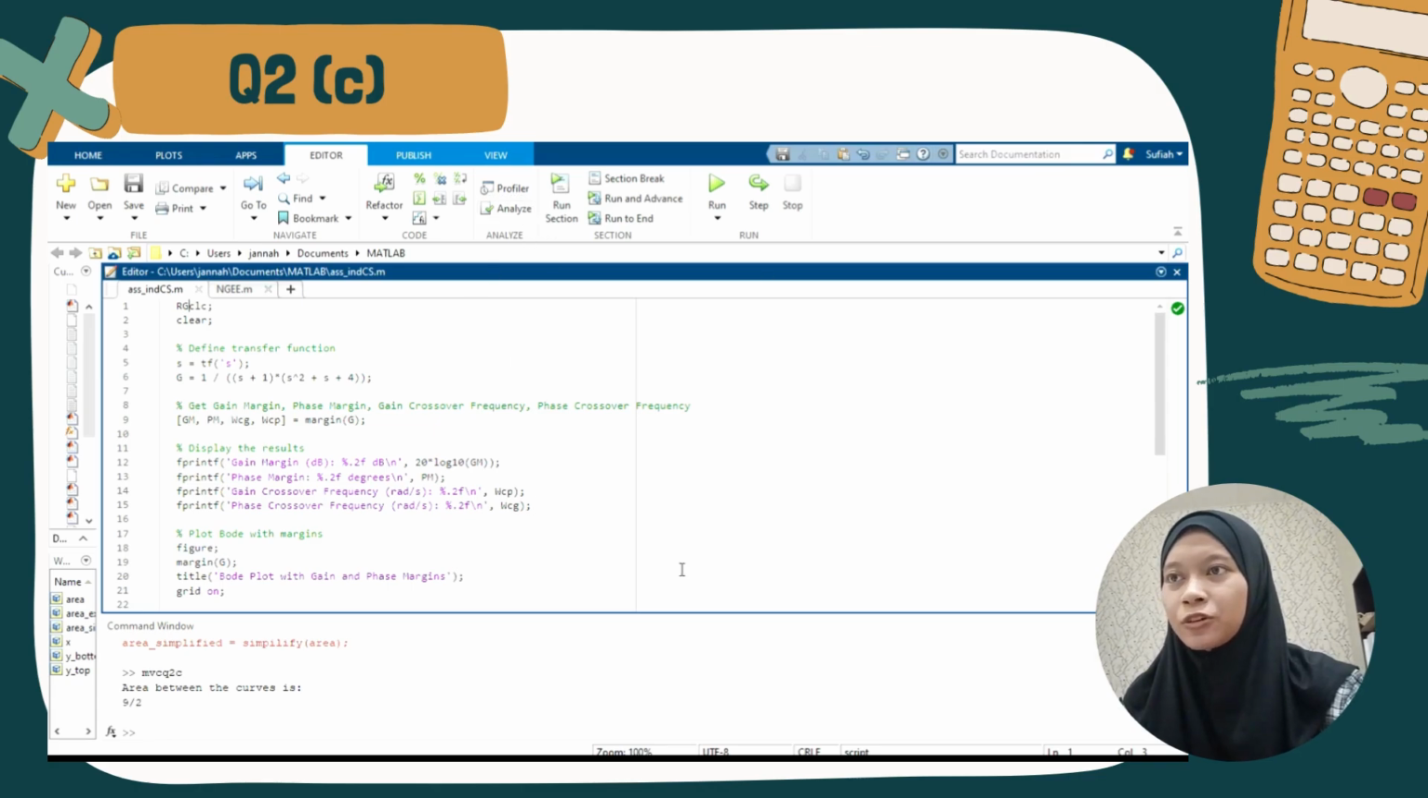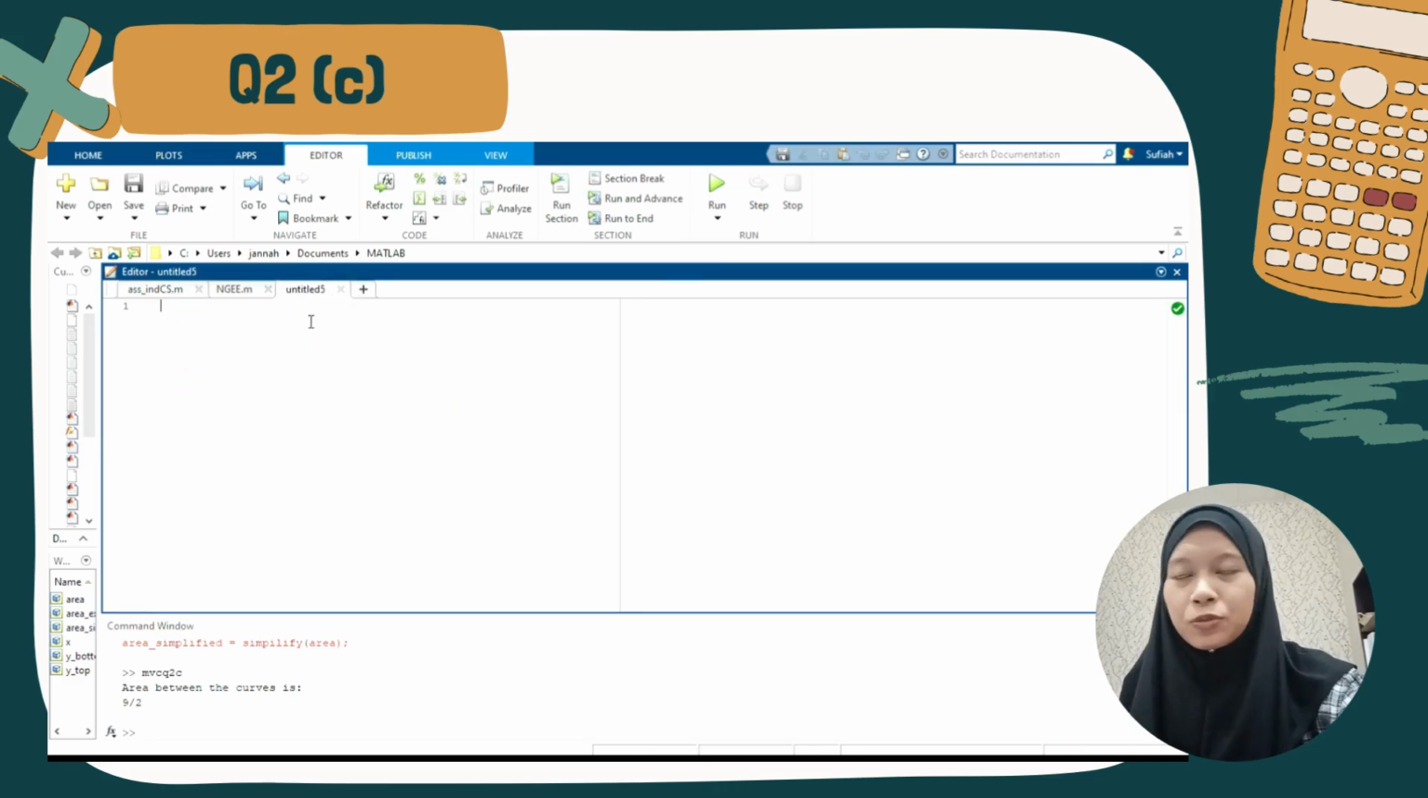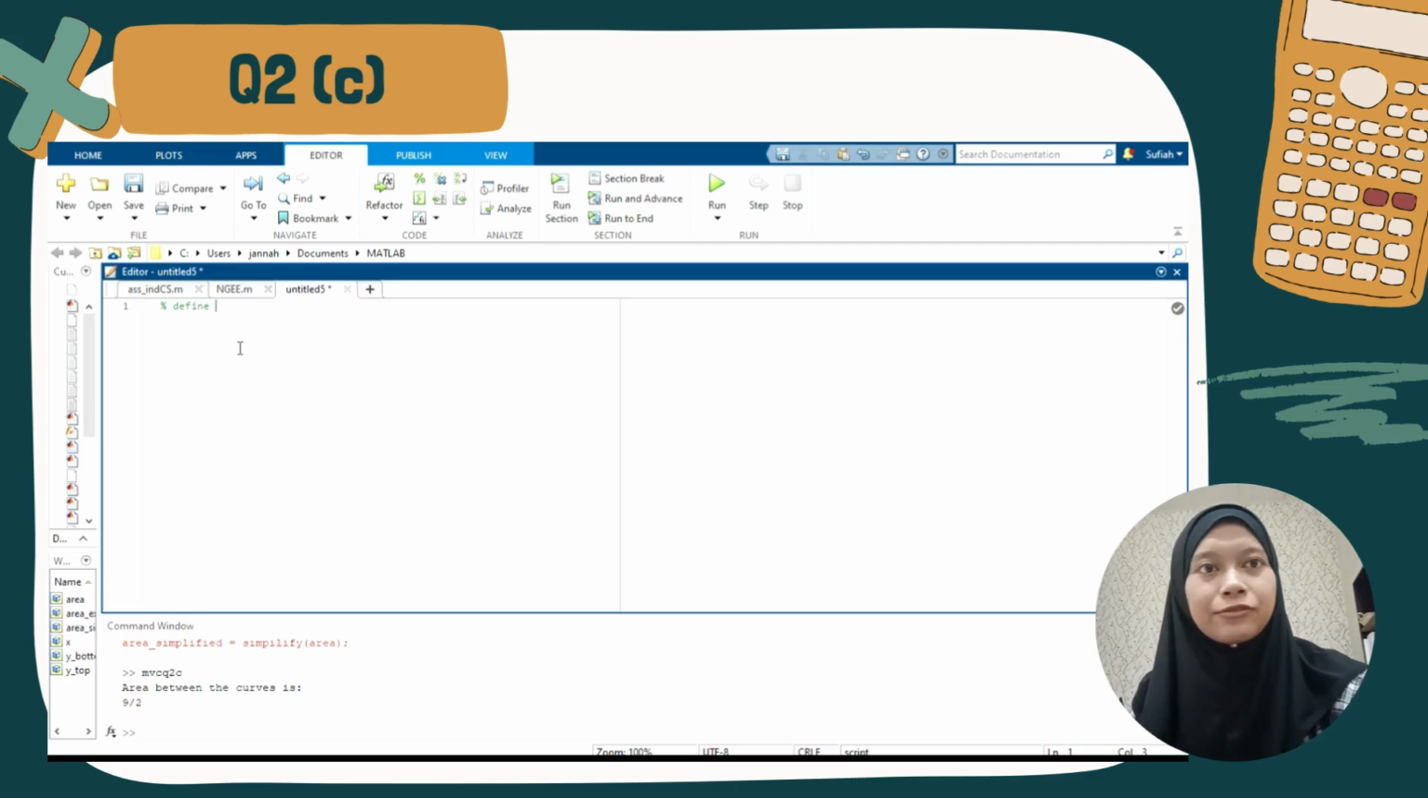Today I'm going to introduce how to solve the problem using MATLAB. At first, we must open the MATLAB software. As you can see, I show the plus symbol, which means we need to add a new script. The first thing we need to do is to define the symbolic variable.